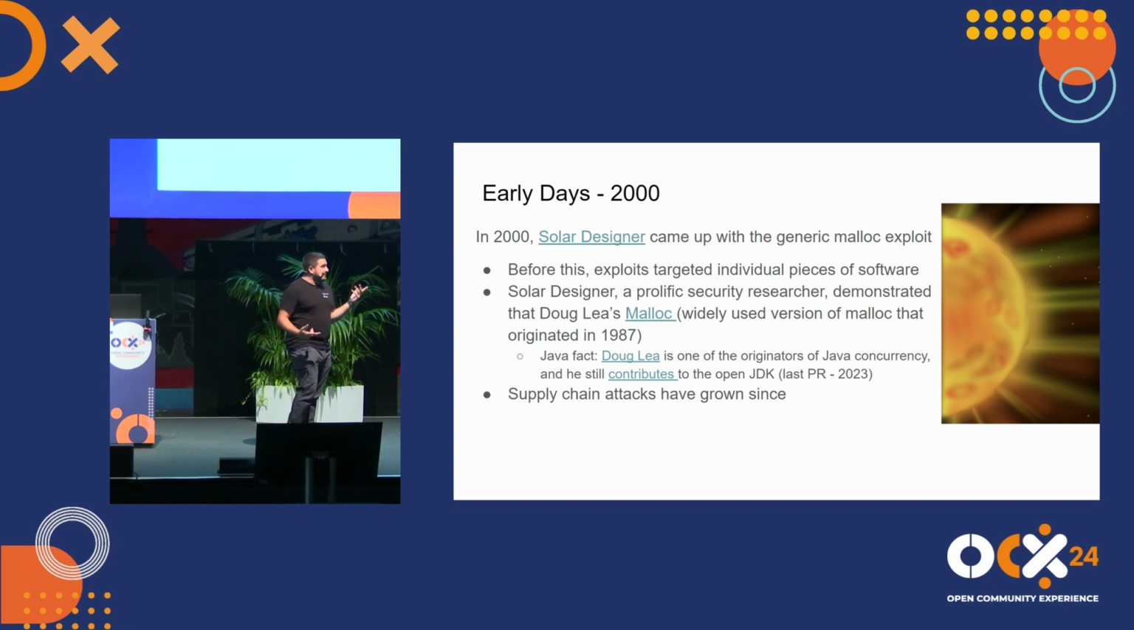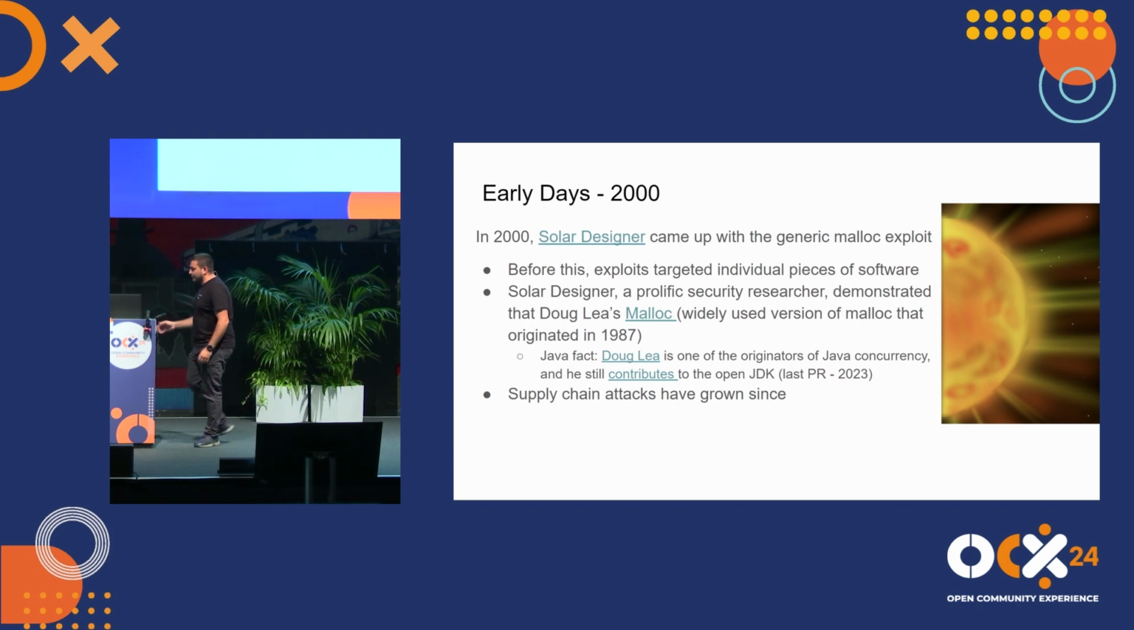So fun Java fact for the Java programmers in the room, hopefully most of you, is that Doug Lea is actually one of the originators of Java concurrency as well. The Wikipedia page is well worth a read. And he still contributes to the OpenJDK. His last PR was in 2023. So Doug Lea, beyond being one of the authors of a very widely used implementation of malloc, is also one of the leading figures in the Java world. So that was in 2000.